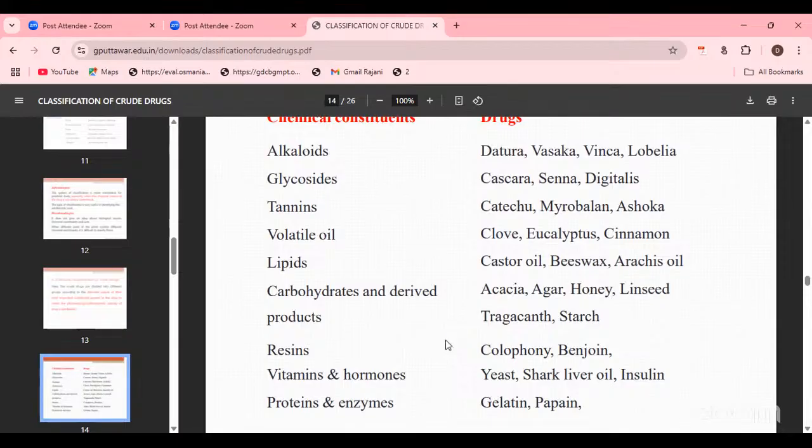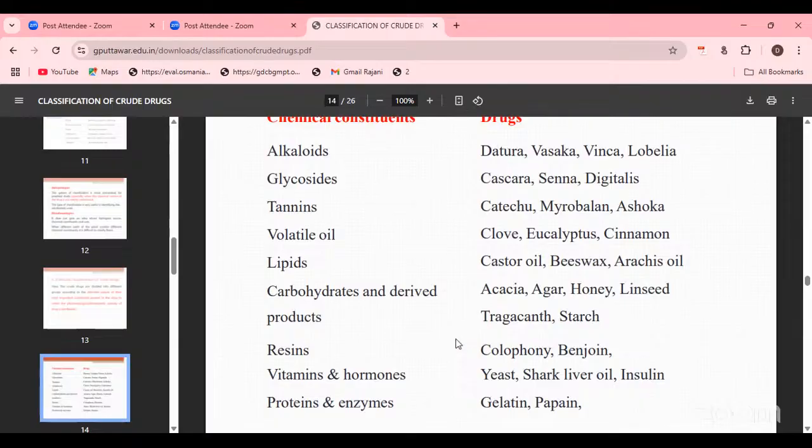Second one, glycosides. Cascara is a glycoside. Senna is also a glycoside, and digitalis is also a glycoside. Tannins: catechu is called a tannin and myrobalan is also a tannin. Next one, ashoka, tannin. Volatile oil: clove is a volatile oil. Eucalyptus and cinnamon are volatile oils.